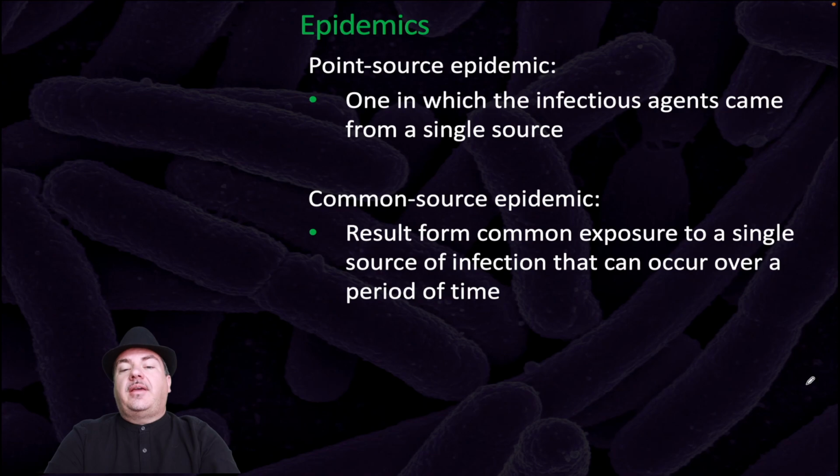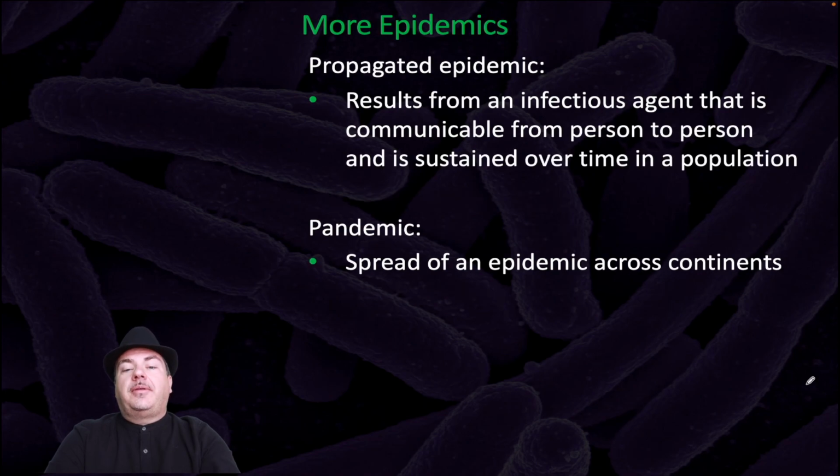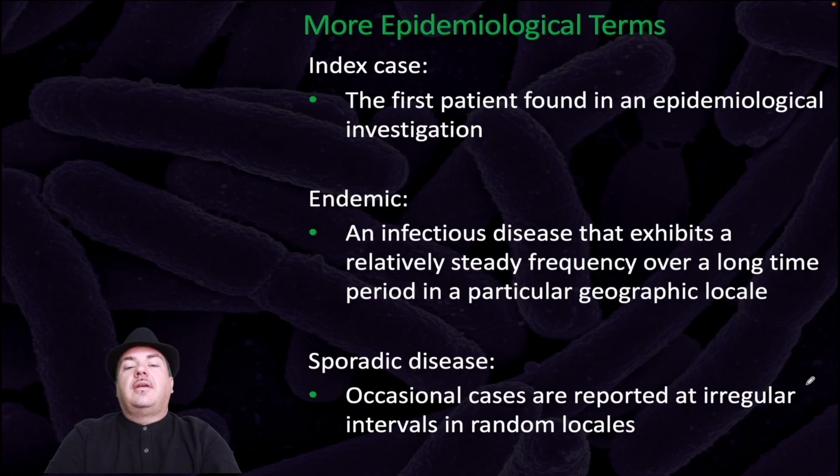A point source epidemic is one in which the infectious agents came from a single source. A common source epidemic results from common exposure to a single source of infection that can occur over a period of time. A propagated epidemic results from an infectious agent that is communicable from person to person and is sustained over time in a population, whereas a pandemic is the spread of the epidemic across continents. Index case is the first patient found in an epidemiological investigation.